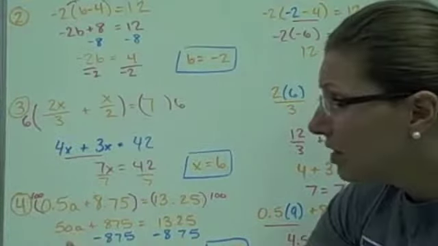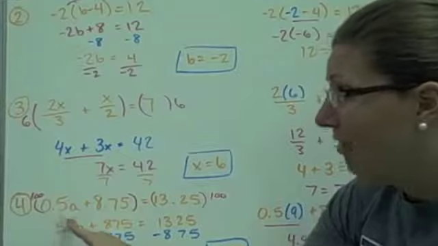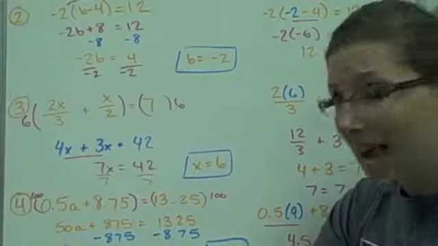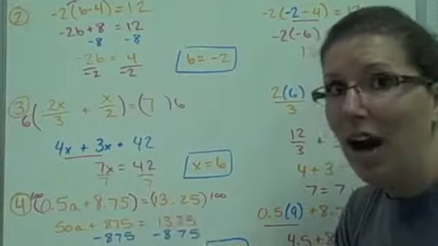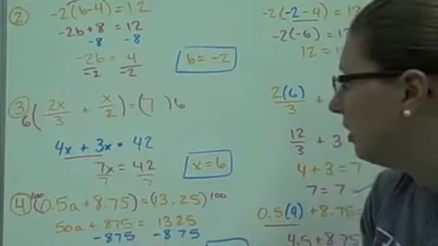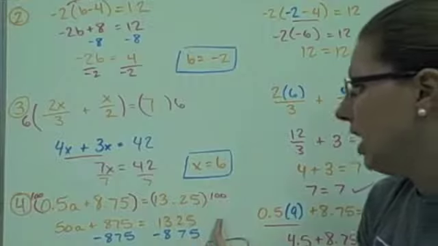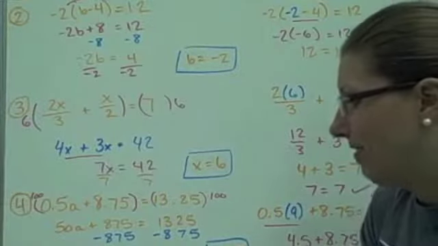So this 0.5a times 100 is now 50a. 8.75 times 100 is 875. You see how it just wipes away the decimals? 13.25 times 100 is 1,325.